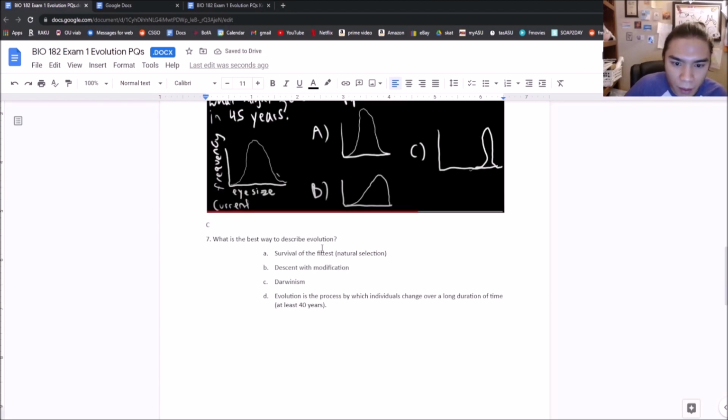What is the best way to describe evolution? Survival of the fittest, natural selection, descent with modification, Darwinism. Evolution is a process by which individuals change over a long duration of time, at least 40 years. So it's this one, descent with modification. Evolution is simply a change within a population over time, and these traits are heritable. Survival of the fittest is usually used to describe natural selection, a very popular mechanism of evolution, but it's not the only one.